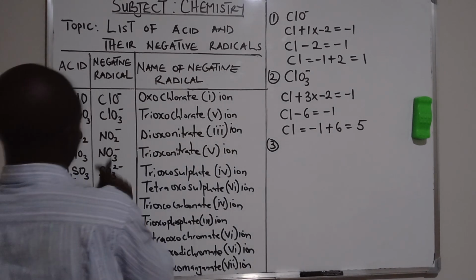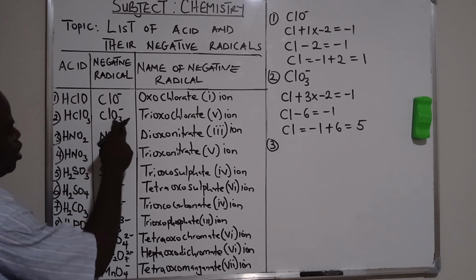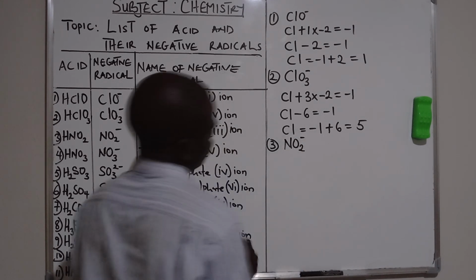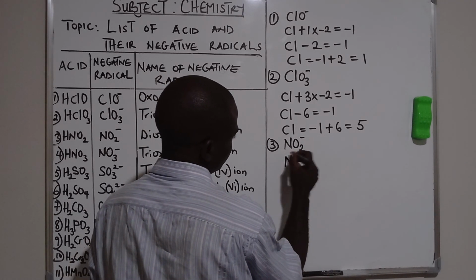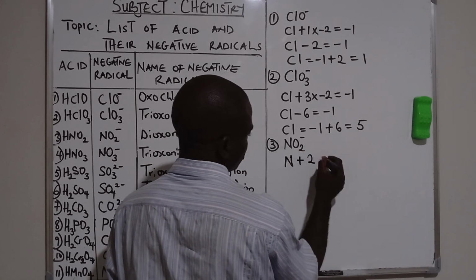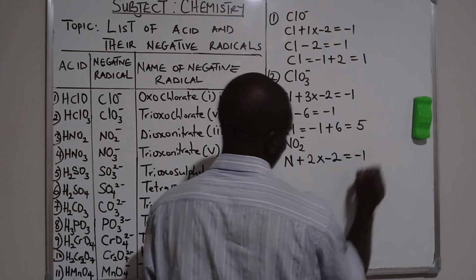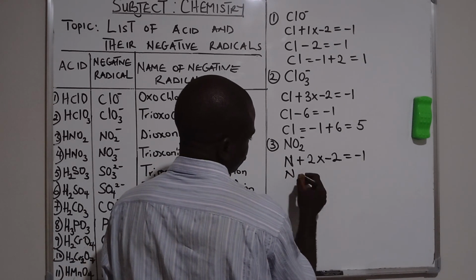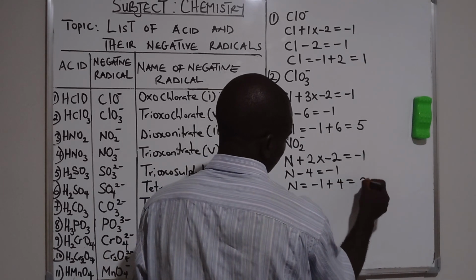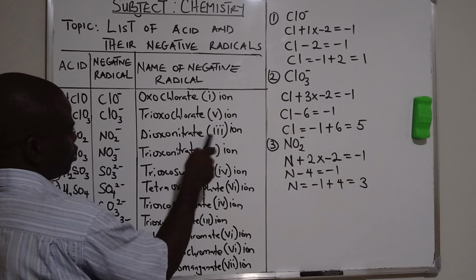Okay, the next one, HNO2, which is NO2 negative, the negative radical. This one we are looking for the oxidation number of the nitrogen. We are naming it, call it nitrate. N plus 2 times minus 2, which is the constant radical of the oxygen, equals minus 1. N minus 4 equals minus 1. N equals minus 1 plus 4 equals 3. Thus we have dioxonitrate. Di is 2, dioxonitrate 3 ion.